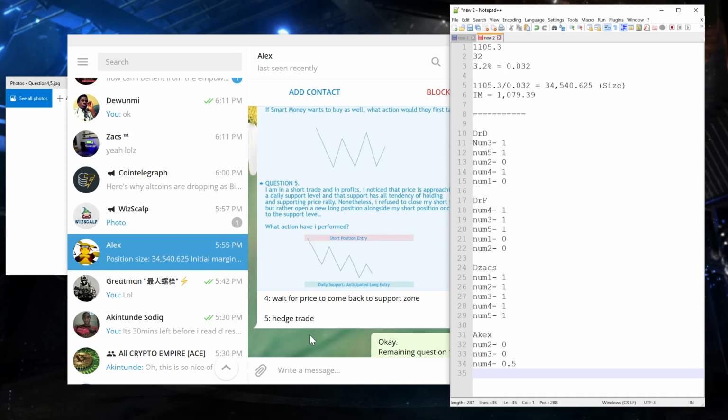So the next one is 5. 5 is correct. That's one full point. And then left with 1.